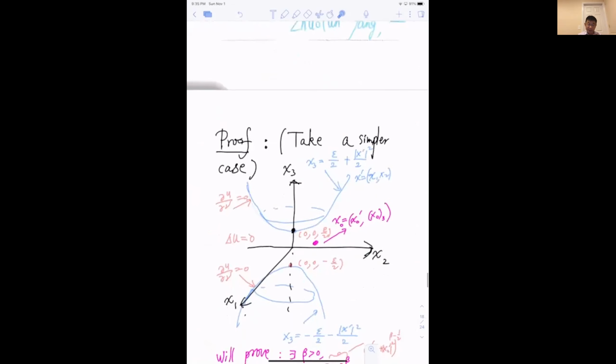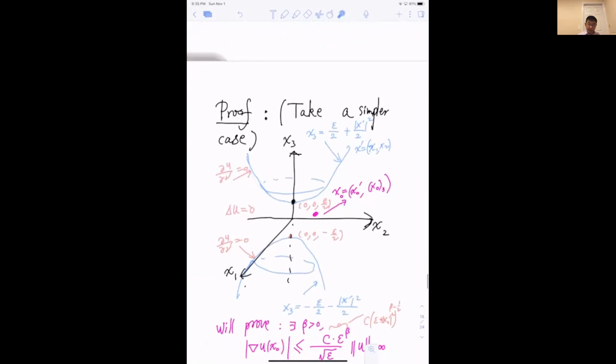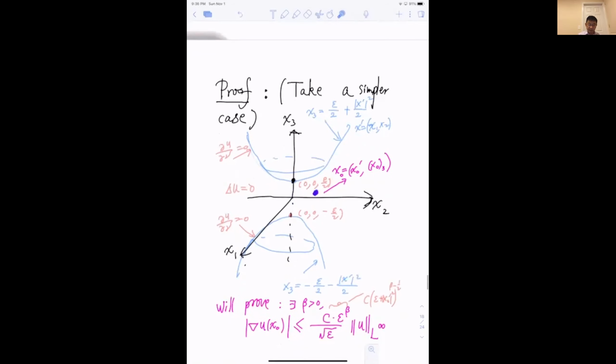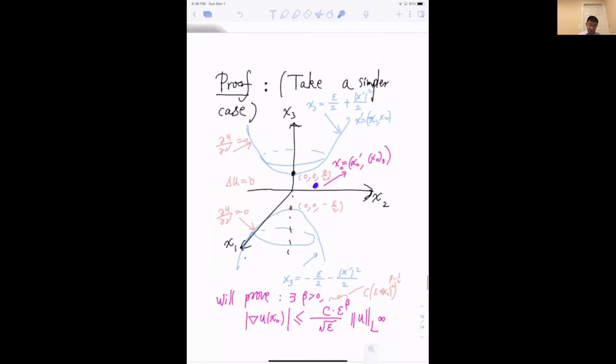So let's take a simpler case. We just take these two dividing surfaces in R3. Just a parabola up, parabola down. One is positive, one is negative, and the distance is epsilon. And we take a point. We try to estimate the gradient there. So we take an arbitrary point x0.